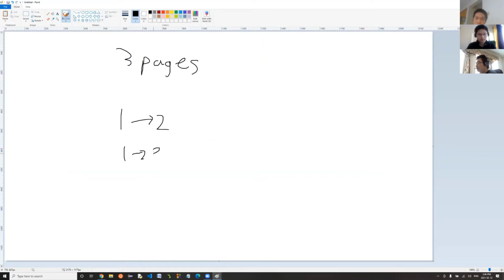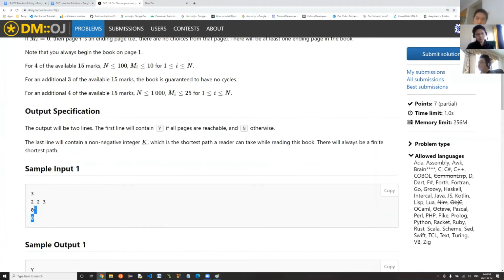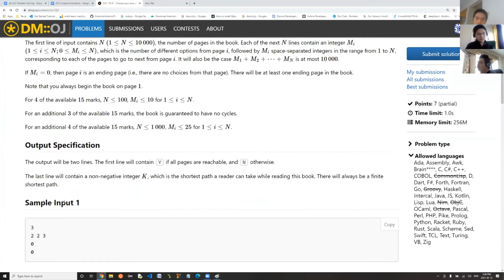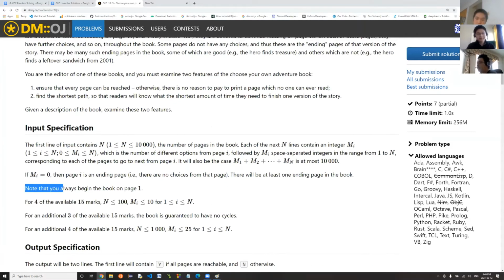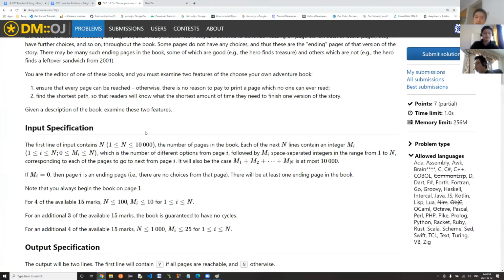And from 2, it's 0, which means you can't go to anything, which means it's an ending page, and 3 is an ending page. Notice the important parts here. You should always begin the book on page 1. You always begin on page 1. This is important because this is going to be used later. Always start the book on page 1, right?